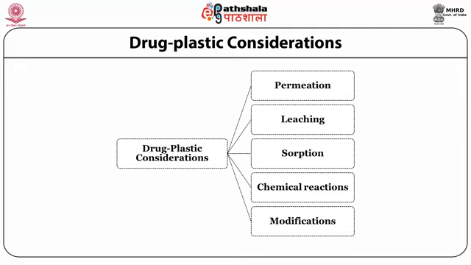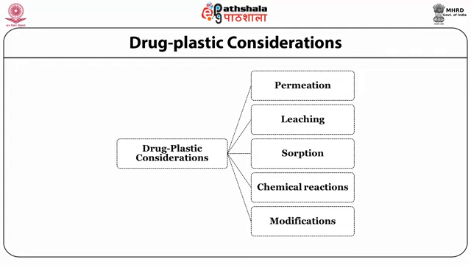First one is the permeation, because sometimes the plastic allows many drug molecules to permeate, and again it will cause a serious issue in the preparation. The leaching: there are certain materials which can leach out from the plastic into the preparation which is stored in the plastic container. Another defect may be the absorption. There are certain drug molecules which can transfer from the preparation to the plastic material, and they are going to adsorb on the plastic surface, and they are hampering the quality of the preparation.